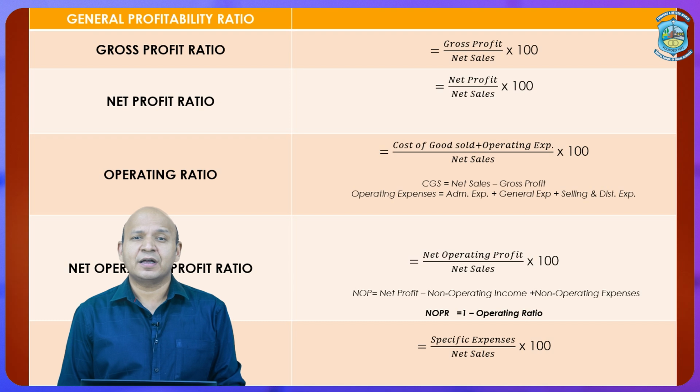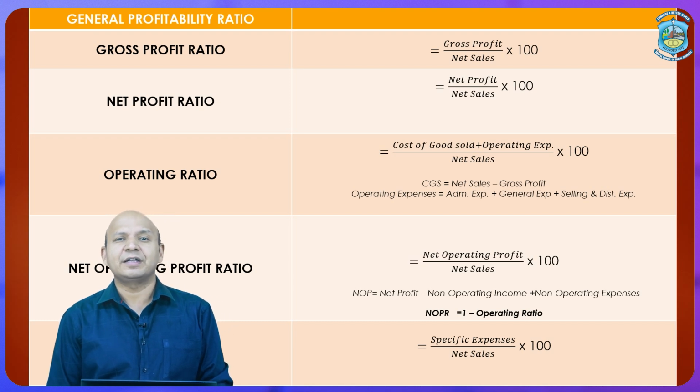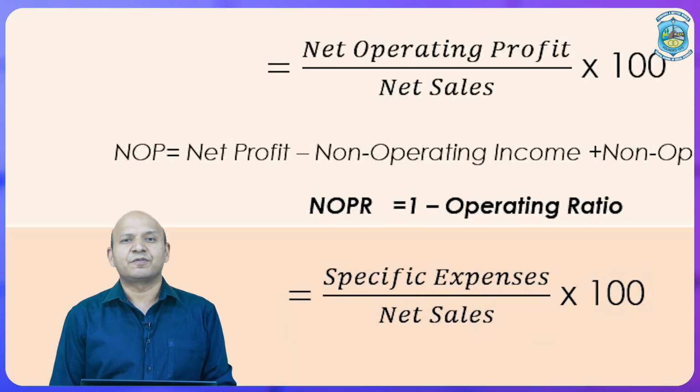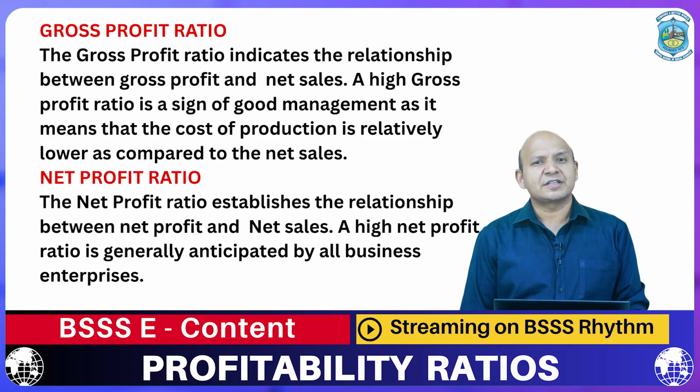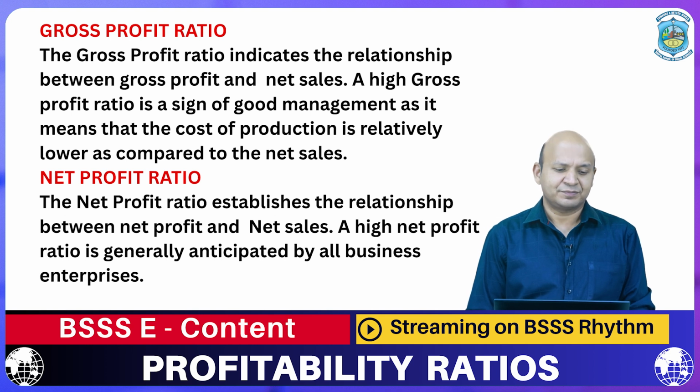The last formula under general profitability ratio is expenses ratio. The formula for calculating expenses ratio will be specific expenses divided by net sales multiplied by 100. This is a brief description of the ratios that were taken up in the previous slide.